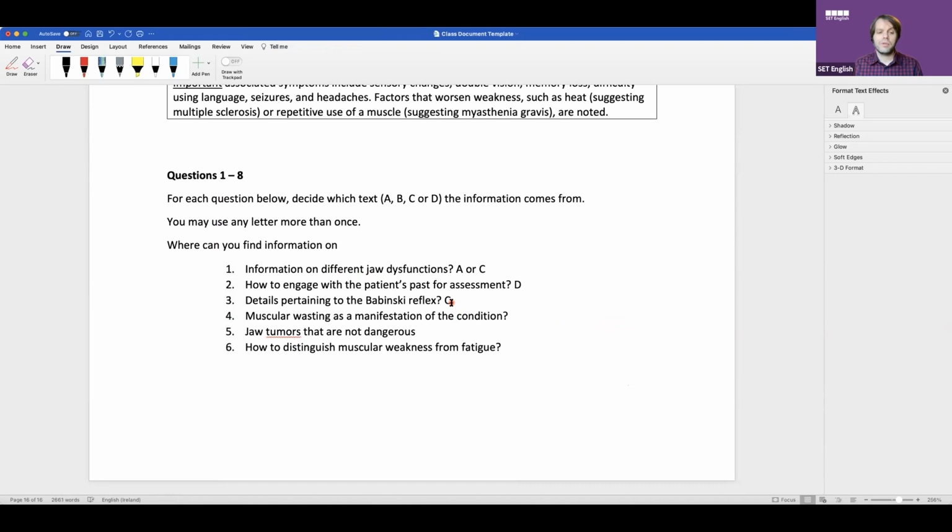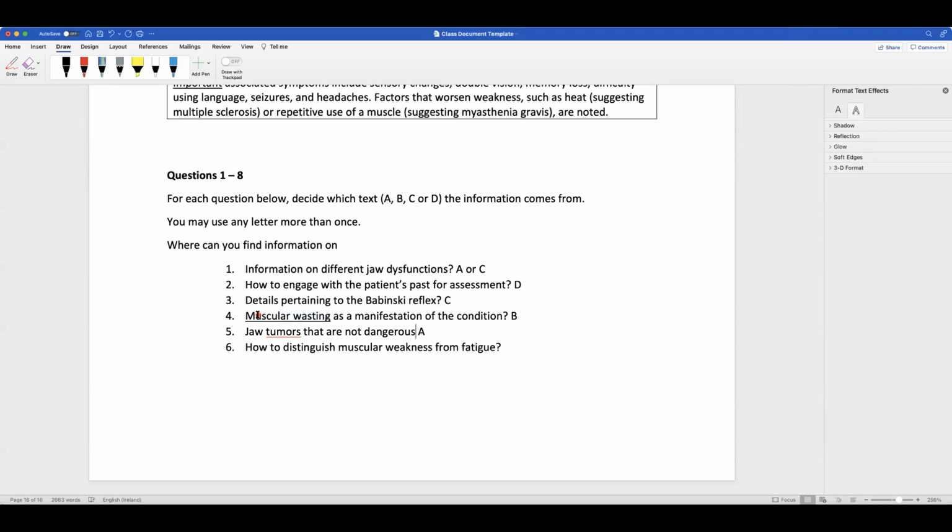Muscular wasting as a manifestation of the condition. Think about the meaning. What is muscular wasting? Signs and symptoms. It's a symptom. Which one dealt with symptoms, guys? B. It was text B. Okay. Tumors that are not dangerous. A. Yeah, we call them benign.